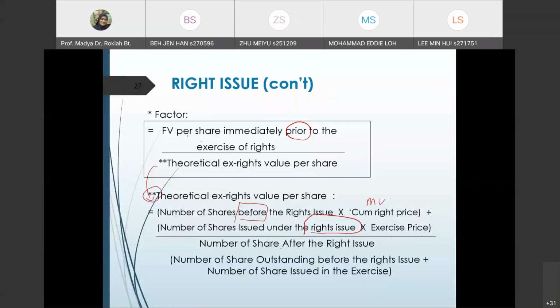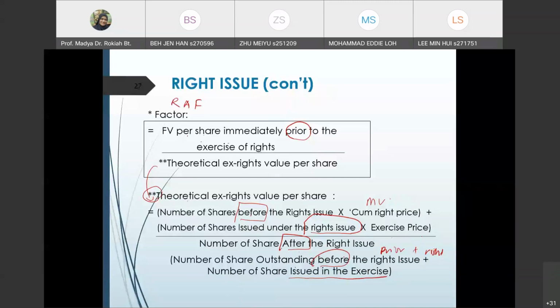So the number of shares after the rights issue is the number of shares outstanding before the rights issue plus the number of shares issued in the exercise. So we're going to have a combination of the prior plus the rights issue. Okay, this is to find the theoretical. Once you find the theoretical ex-rights value, we're going to find the factor, the rights adjustment factor. The rights adjustment factor is the market value divided by the theoretical ex-rights value per share.